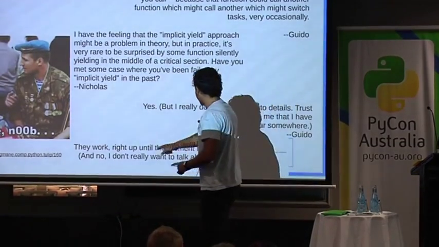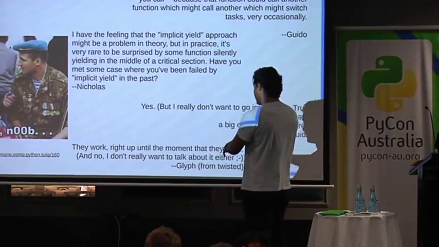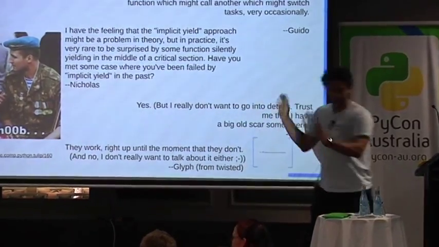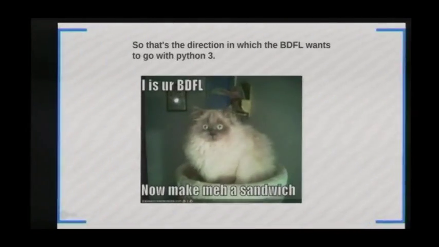Okay? And then Glyph from Twisted, he adds in, they work up to the moment they don't. And I don't want to talk about either. So TLDR, spooky action at a distance. That's a quantum mechanics reference. You can look it up. So basically, that's the direction we're going. The BDFL wants to go with Python.